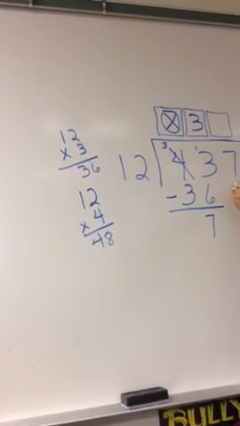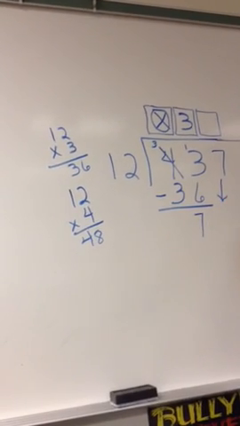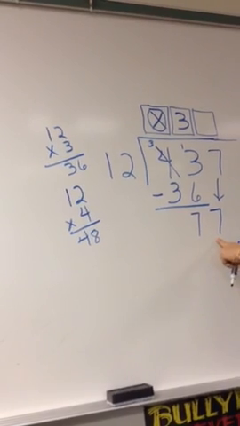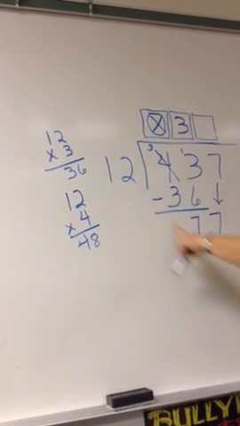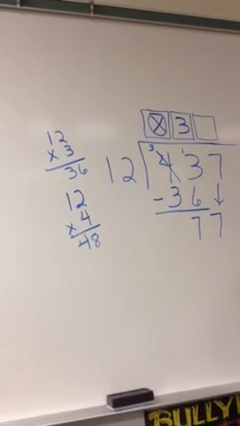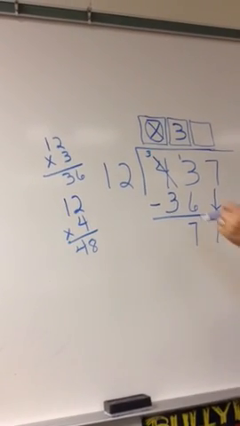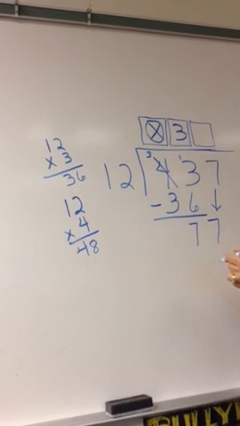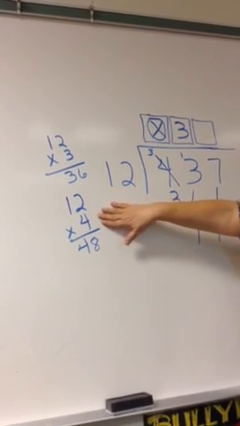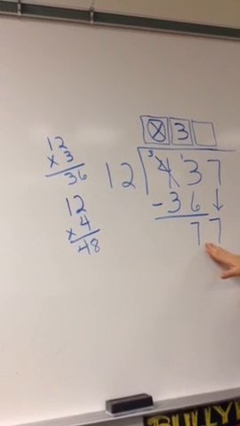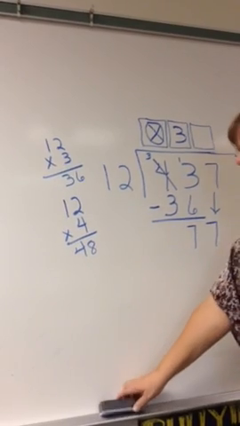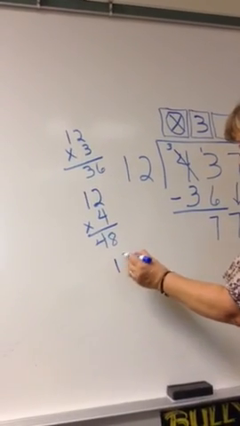So now I'm going to come over and bring down my next digit, which is another 7. So now I'm looking at 77. Is 12 smaller than 77? If it is, that means I can get some 12s out of 77. And I'm going to go through the same process over here again of guessing and checking. With this one, I already know that 12 times 4 is 48, so I'm looking for something a little higher than 4. So I'm going to try 6.